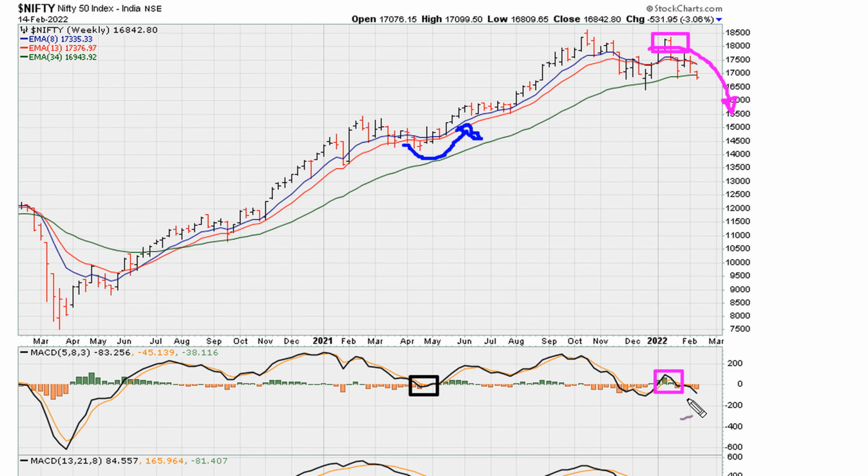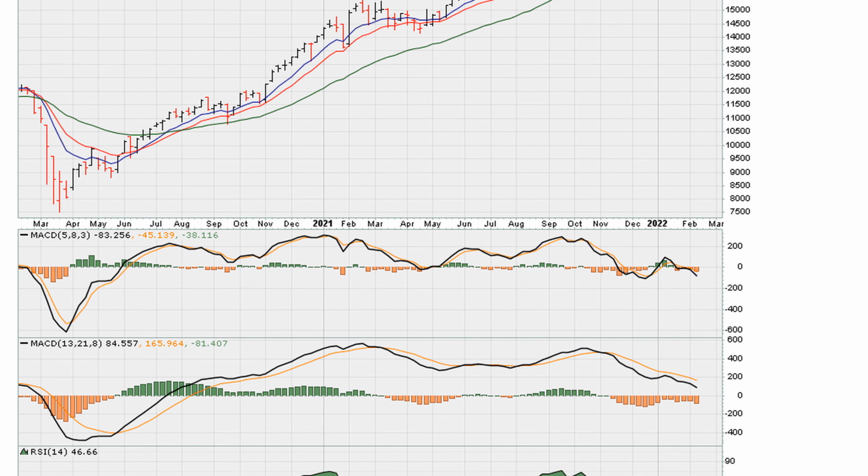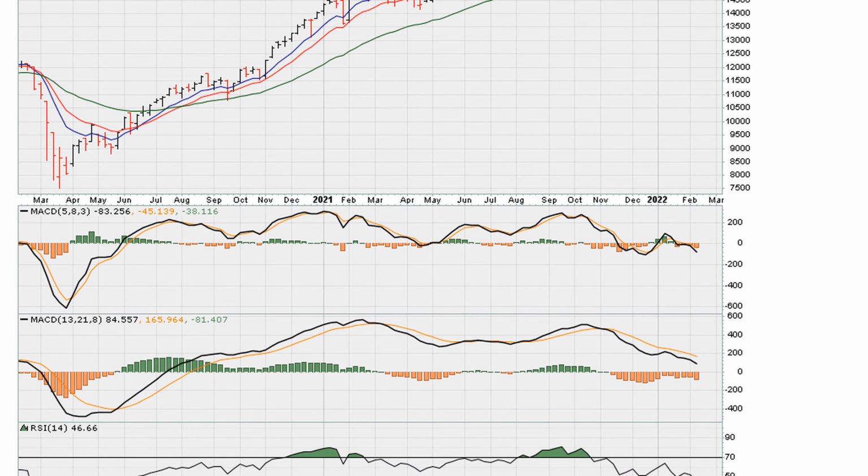The more the MACD stays below zero, the more prices are going to be pressed down. And the main MACD, as per my settings, is approaching zero. Should the MACD drop below zero, expect the market to pick up momentum to the downside.